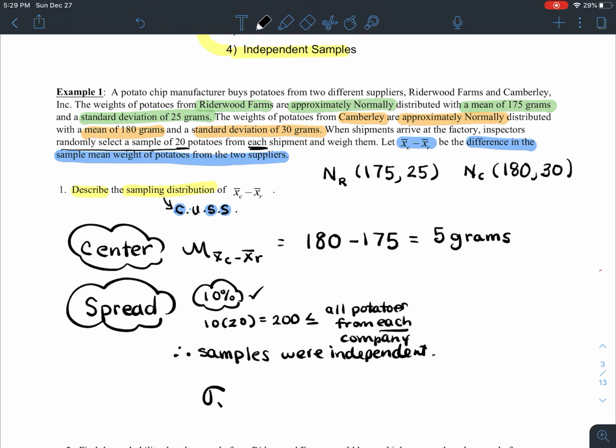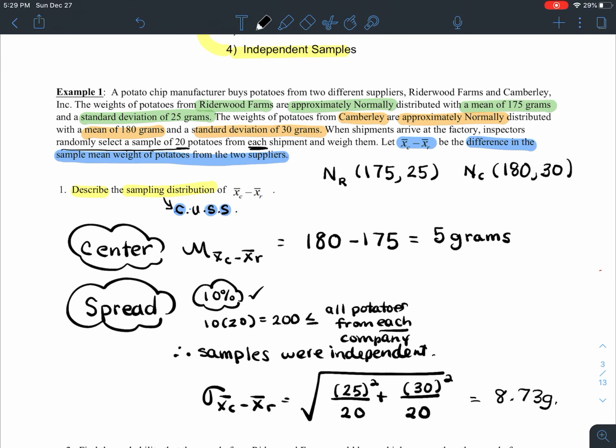Okay, so now I can use the formula. This is on the formula sheet. It looks rather complex, but it's essentially the square root of two fractions. The denominators of the fractions are the sample sizes of each of the two samples, which were each 20. The numerator is the variance from each of them. It doesn't matter the order you put these in. The variance is the standard deviation squared, so I'm taking this standard deviation, squaring it, and that standard deviation, squaring it. If we type this into the calculator, it comes out to 8.73 grams.